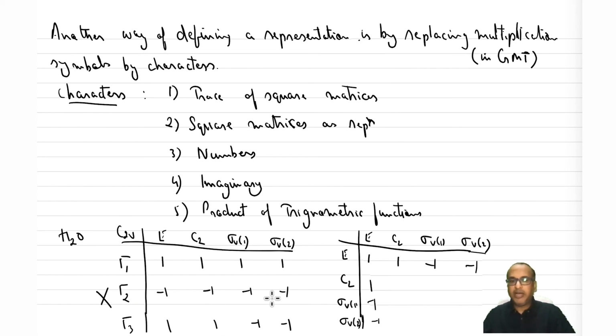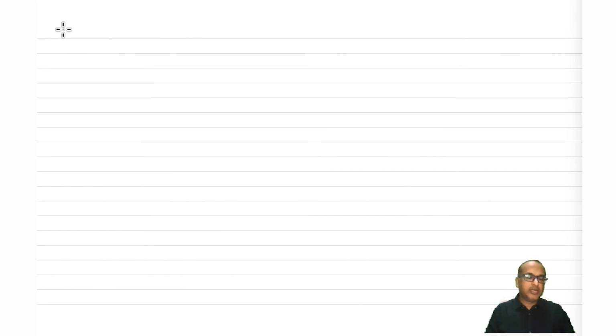So similarly, we can define other representations where these numbers or these characters are defined by any of these. These can be either trace of the square matrices or square matrices itself, or the numbers like we have seen. They can be imaginary numbers also, and they can also be product of various trigonometric functions, like we can have cos theta, sin theta, and so on and so forth, right? So this is another way of defining how to write a representation. So let us now quickly see if we can move to unit vector transformations.